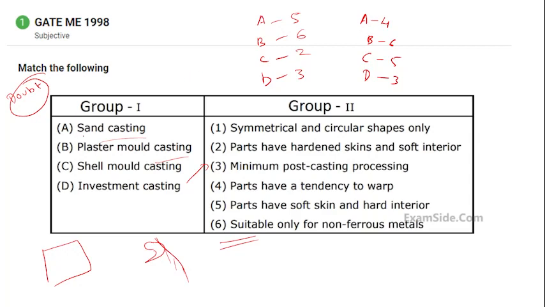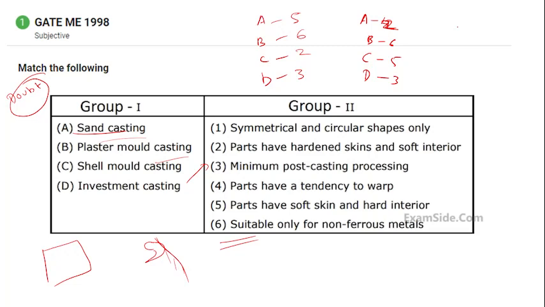Like in sand casting, again I have written something wrong. Sorry. A will be 2, B will be 6, C will be 5, and D will be 3.